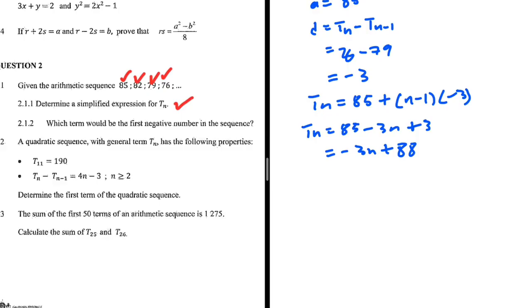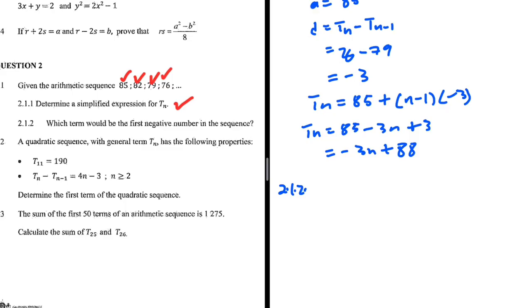Let me substitute a few values of n and see if I'm happy with the answers. Minus 3 multiplied by 1 plus 88 is 85. Minus 3 multiplied by 2 plus 88 is 82. And then minus 3 multiplied by 4 plus 88 is 76. So I think I'm happy with the simplified expression for Tn. That is 2.1.1.